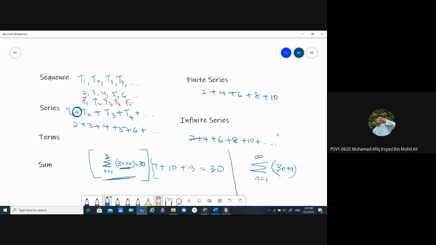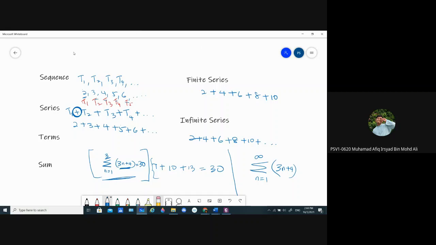Madam, for the finite series, does the three have a dash under it? Is there a dash under the number 3 at the symbol? No, there's no dash. I just wanted to highlight it to you just now. Oh, okay. Okay, thank you, madam.